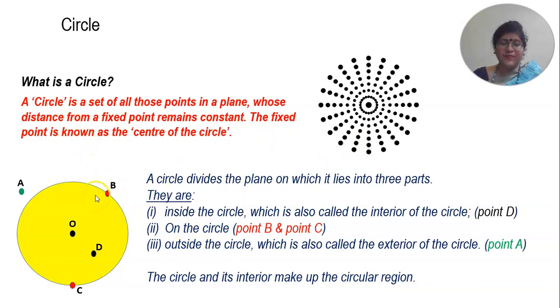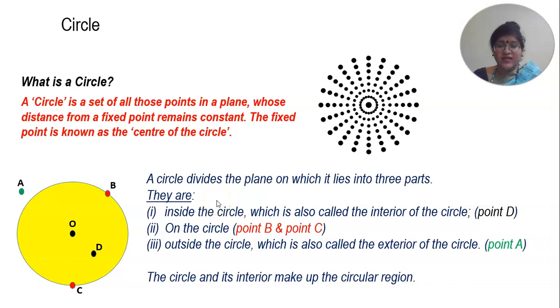Now look at this diagram. We have a circle with some points inside the circle, some points on the circle, and this point outside the circle. So this statement is very important. A circle divides the plane on which it lies into three parts. So those three parts are point O and D lying inside the circle. So they are called the points in the interior of the circle. Then this point B and C, it is lying on the circle. And you have point A, which is outside the circle.